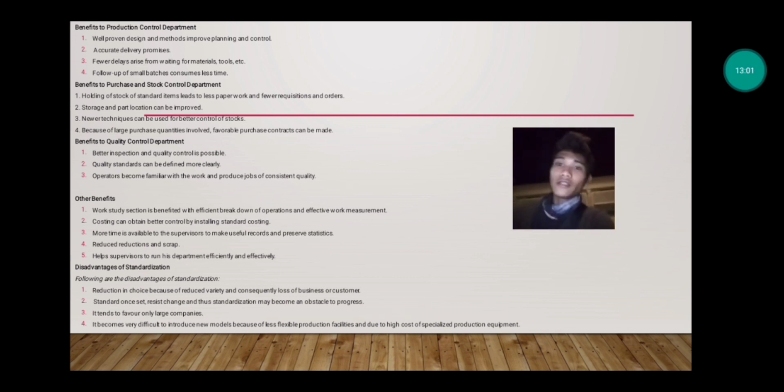Disadvantage of standards. Following are the disadvantages of standards. Reduction in choice because of reduced variety and consequently loss of business or customer.